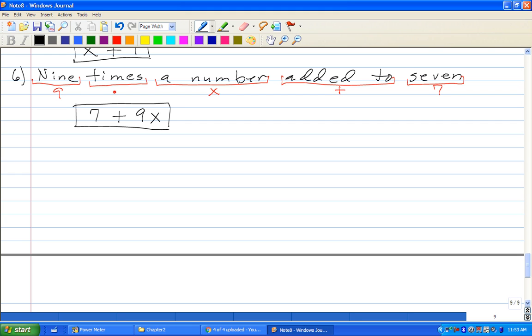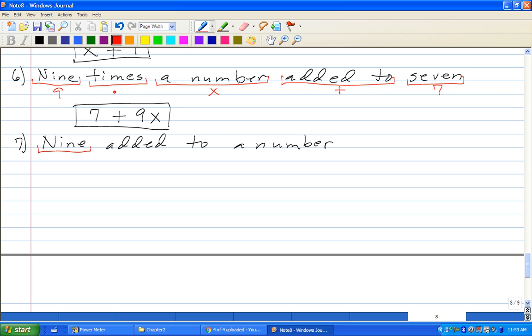Let me do problem 7. 9 added to a number, and so 9 added to a number. And so I have 9, which is added to x. So x plus 9.